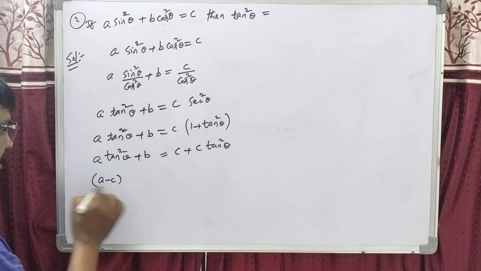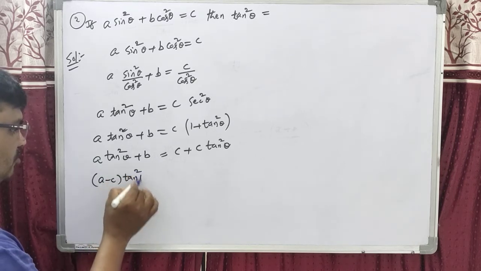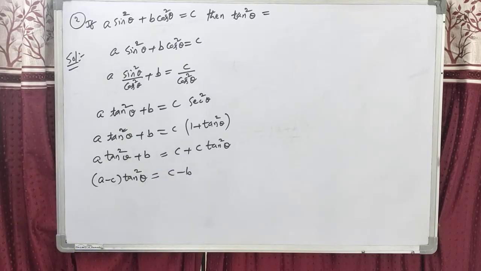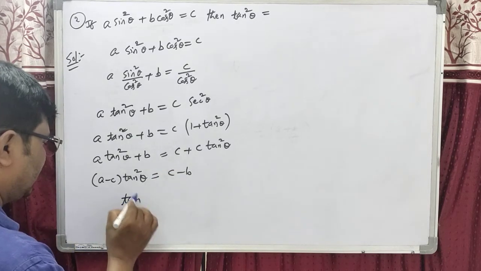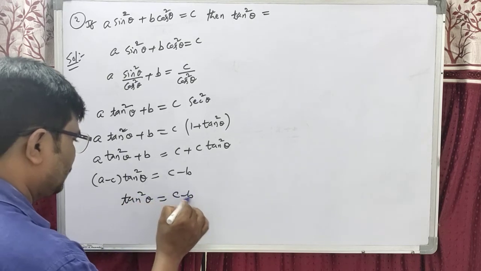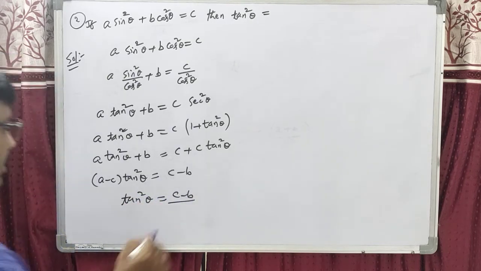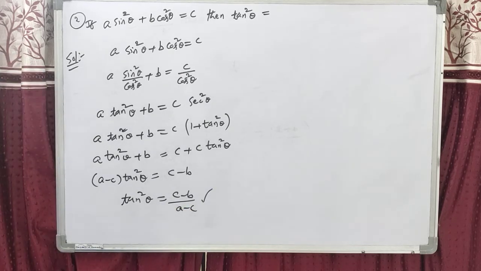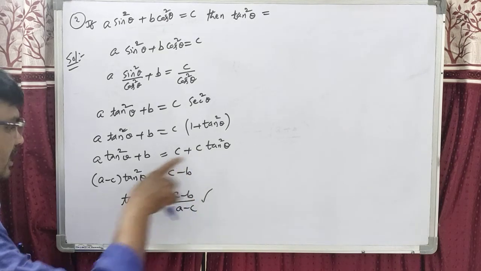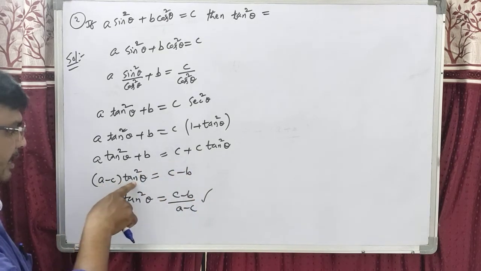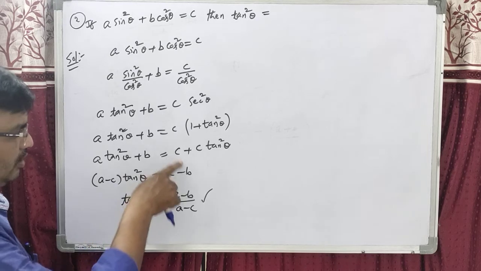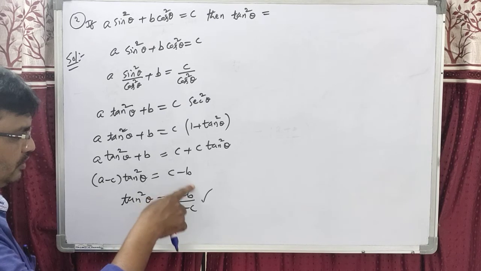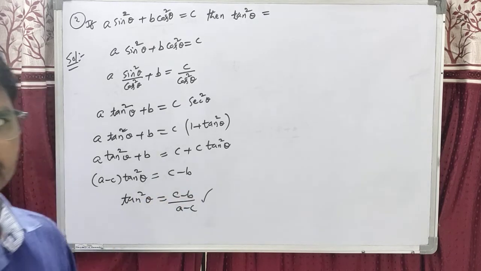This is (a minus c) into tan square theta equals c minus b. Therefore tan square theta equals (c minus b) upon (a minus c). You understand how to find this one? The plus c, sending to the other side, minus c: (a minus c) into tan square theta equals c minus b. This is tan square theta equals (c minus b) by (a minus c).